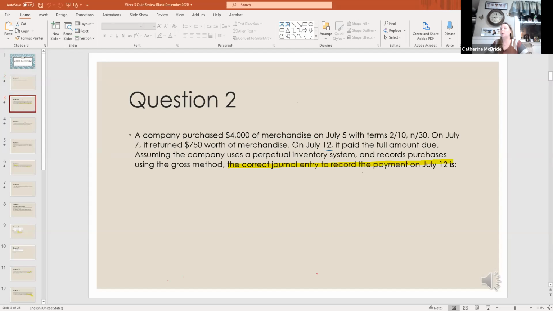Number 2, we want to do a journal entry for making a payment. So a company purchased $4,000. I know I'm going to need a T account because I see that they purchased and they returned. So I'm going to do a T account just like we did with the practice problems.